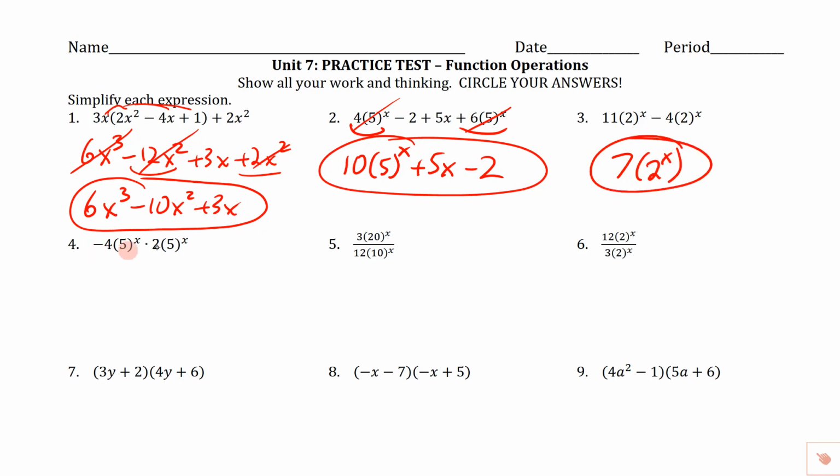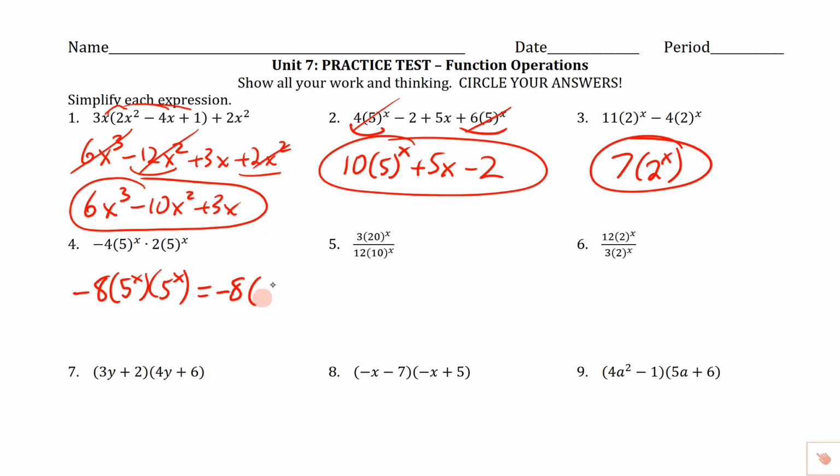Coming down here, this is different. This is a multiplication problem. So remember, we multiply the coefficient. So this is going to be negative 8. And then I've got 5 to the x times 5 to the x. So if that's the case, I have 2 of these multiplied together. Then what I can do is keep the exponent the same, and then I can just multiply these together.